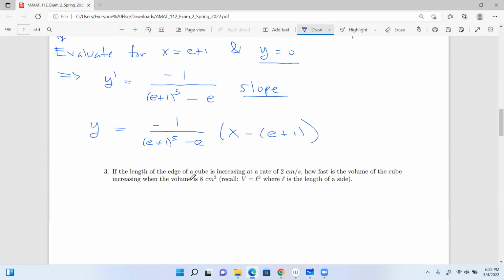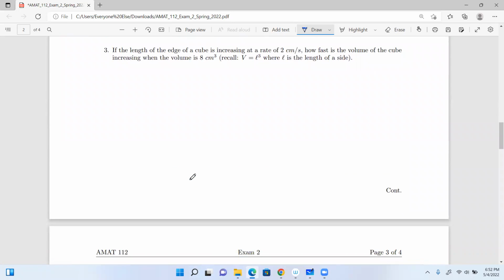All right, so for this next one, a lot of people had trouble with this one too. They forgot to use chain rule. Yeah, so this is sort of an implicit differentiation problem. So you need to use chain rule. So in other words, V is the volume, and L is the length of the side. These are functions of time. There's some function of time.